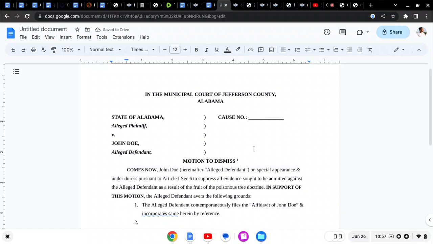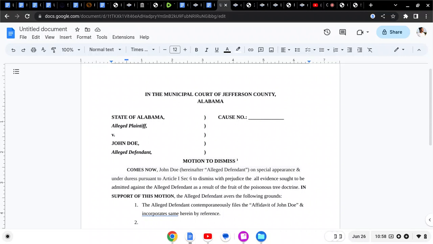Because they're not informing you of the nature and cause of the action. They're not giving you the facts. Article 1, Section 6. To dismiss. We're going to want to dismiss it with prejudice under these set of facts. To dismiss with prejudice.